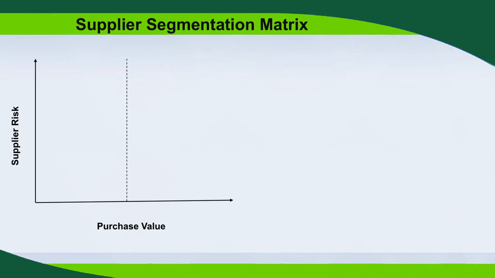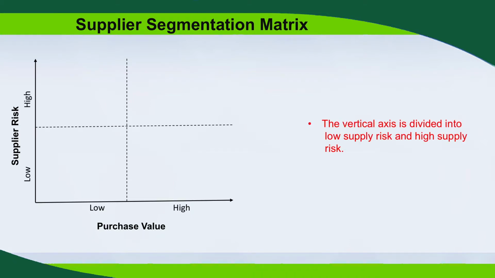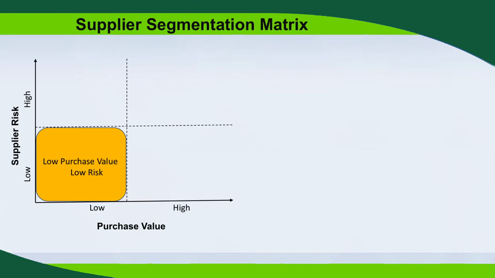Now, you can see that the horizontal axis is divided into low value and high value. The vertical axis is divided into low supply risk and high supply risk. Let us have a look at each of these quadrants separately. Each of these quadrants is a totally different kind of a supplier and requires a different kind of strategy. The first quadrant we are going to consider is low purchase value and low supply risk.